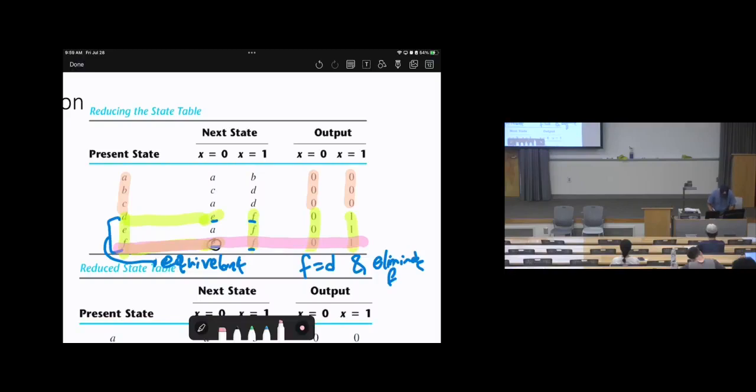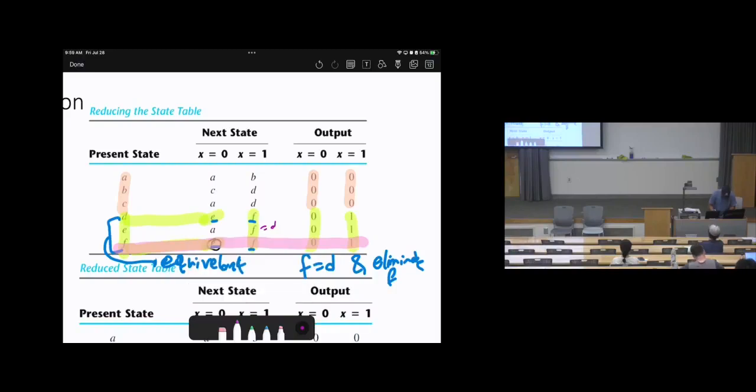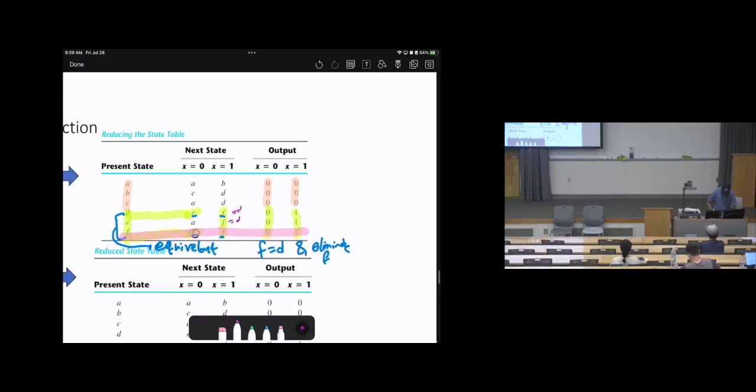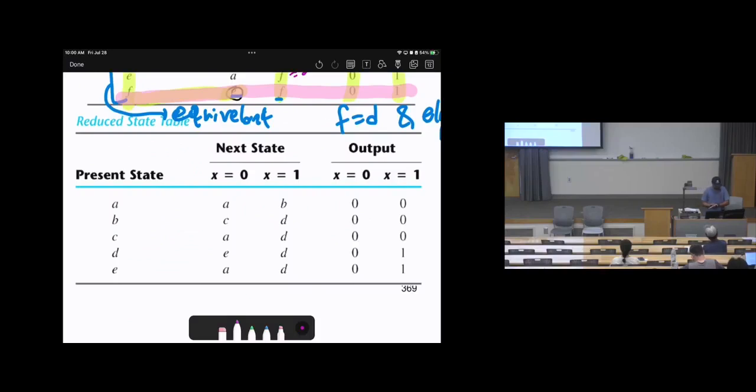So this one will be D, this one will be D, and that's it. That's how we got this one. So we have these states. Now, can we simplify it more? I don't think so. That's all. You can try different ways.